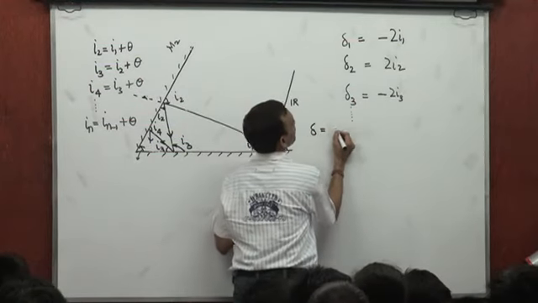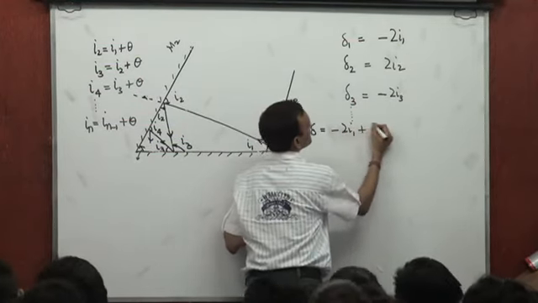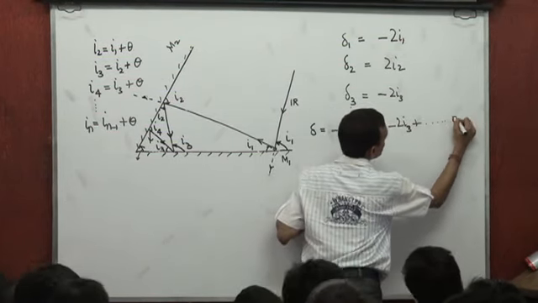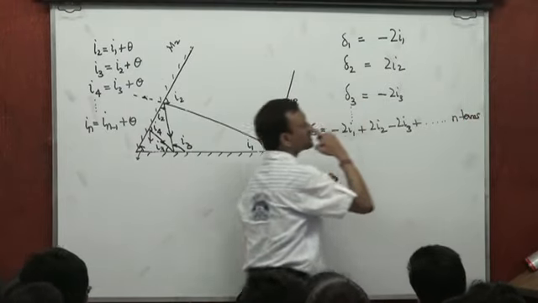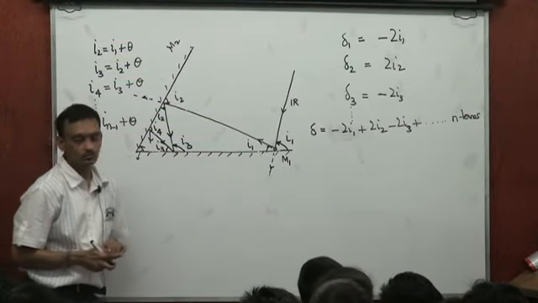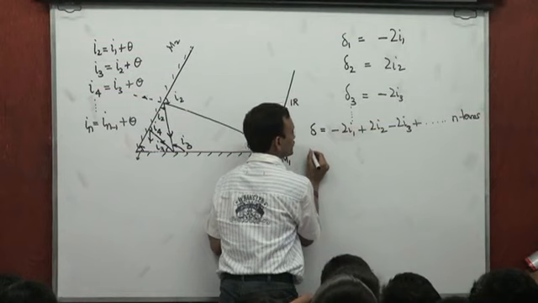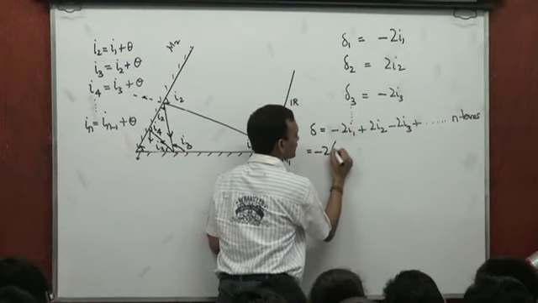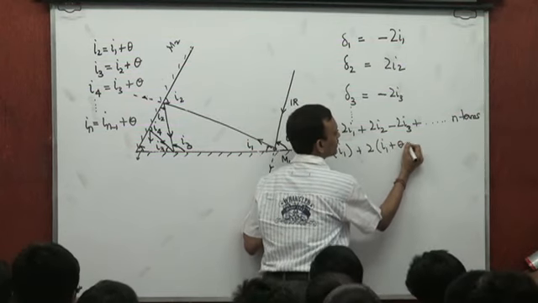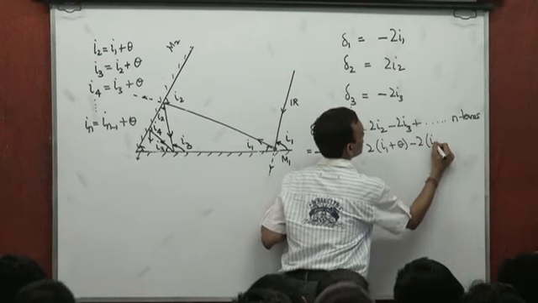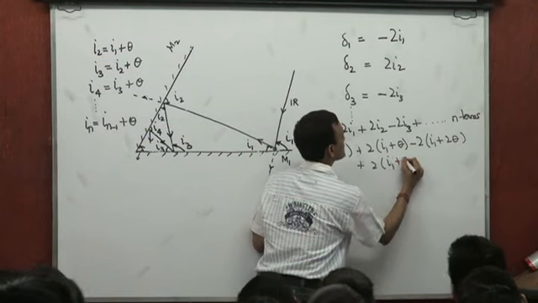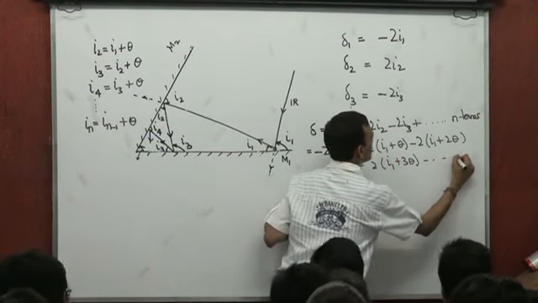Delta would be minus 2I1 plus 2I2 minus 2I3 up to how many terms? N terms. For n deviations, for n reflections, n terms of this, right? Which would be minus 2 times I1 plus 2 times I2, which is I1 plus theta. I3 would be I1 plus 2 theta. Similarly, I1 plus 3 theta, up to n terms.